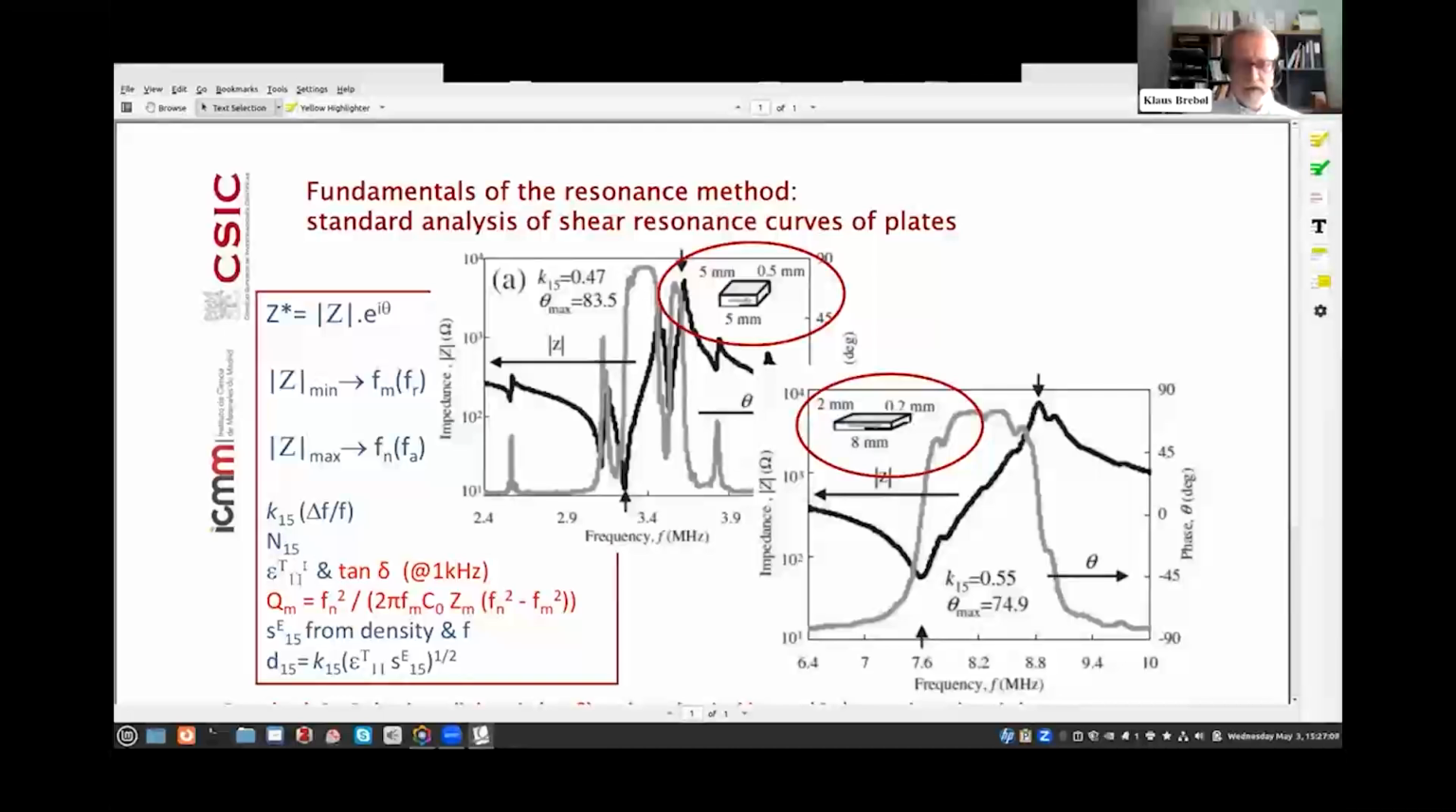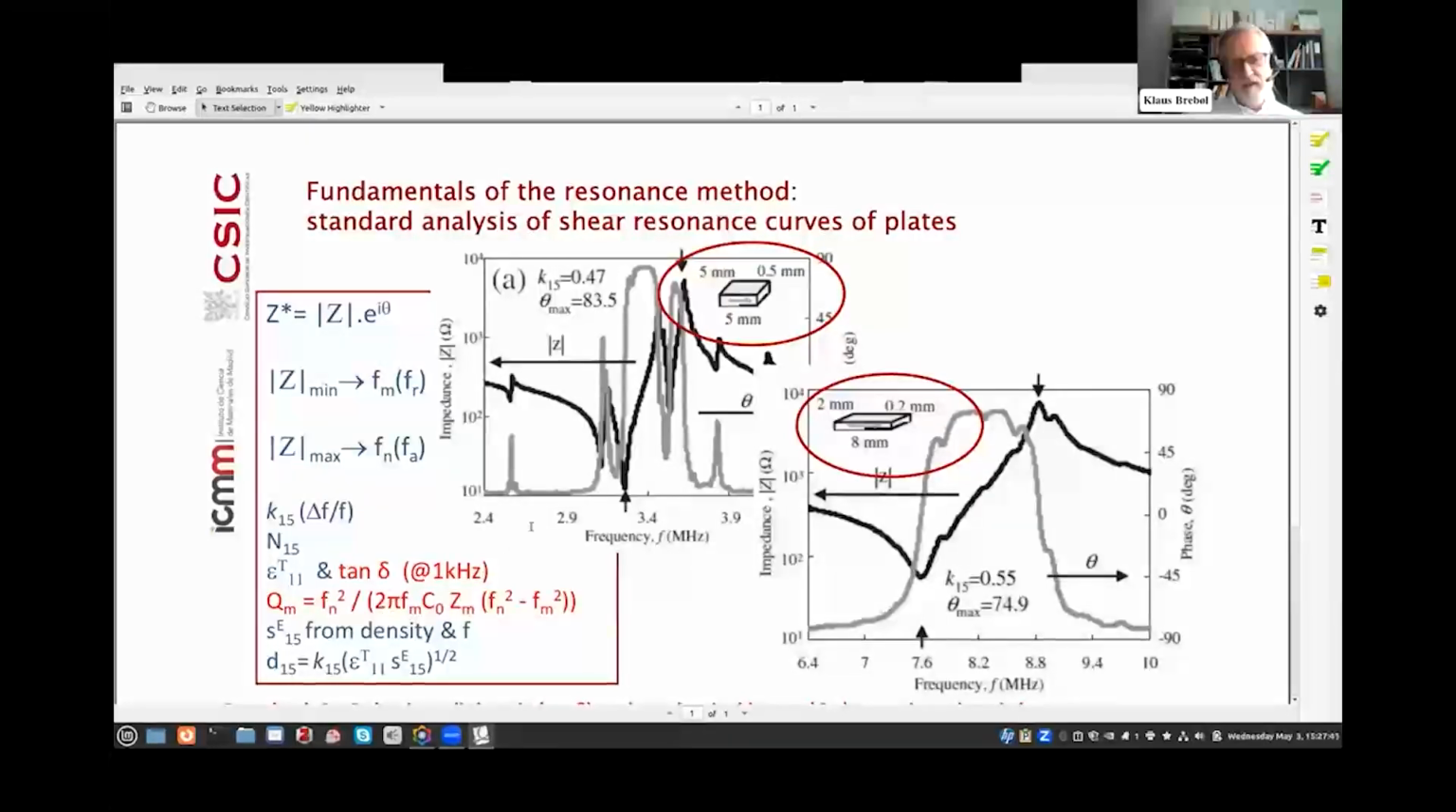Another parameter that has to be measured is the permittivity and the dielectric loss. But the standard recommends that this is measured at 1 kilohertz. And that means that we measure some parameters at 1 kilohertz, and we measure the resonance at 3 megahertz, or maybe even higher. You can see here, due to the thinning down of the sample, we are now at almost 8 megahertz.